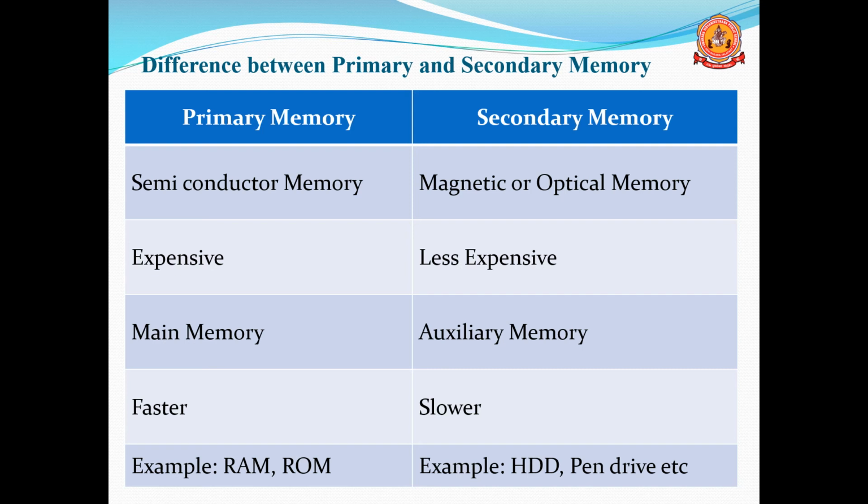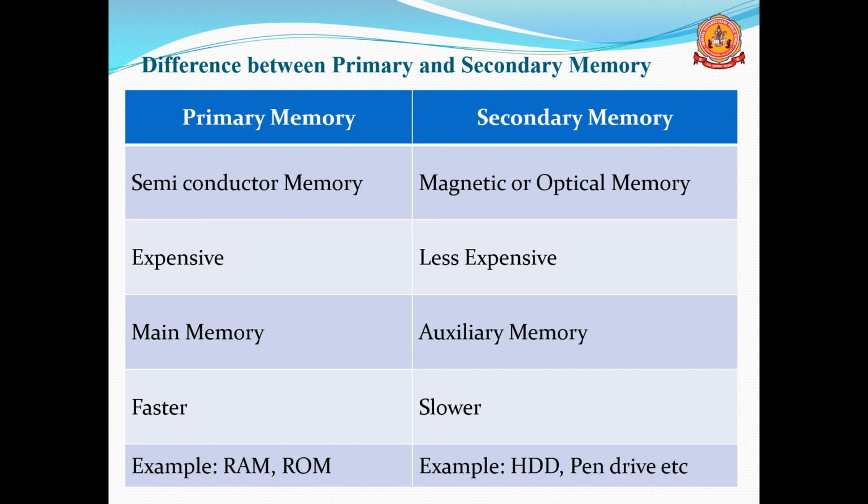If you compare the cost of the primary and secondary, primary will be the most expensive. It is expensive memory compared to the secondary storage. Secondary storage is less expensive compared to the primary memory. Primary memory is the main memory of the computer system, but secondary storage is known as auxiliary memory, or we can say it's a backup memory, extra memory. If you want, we can use it as secondary storage.